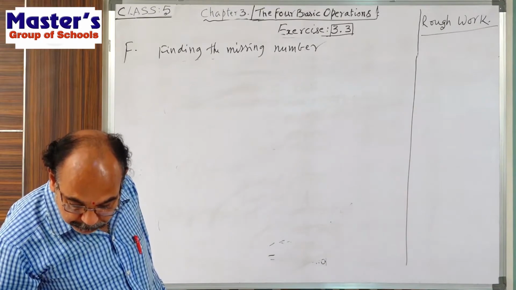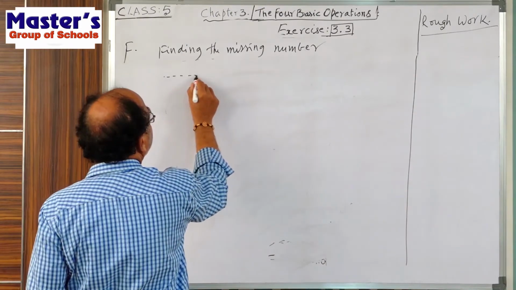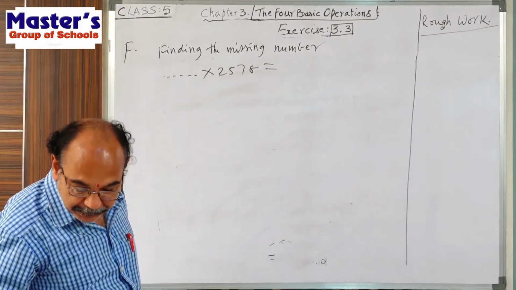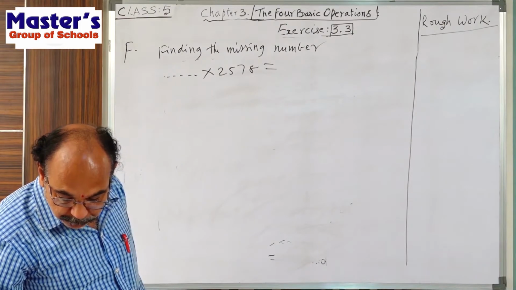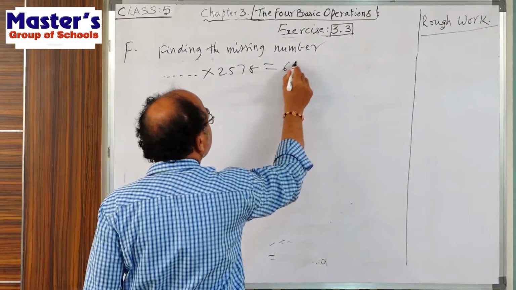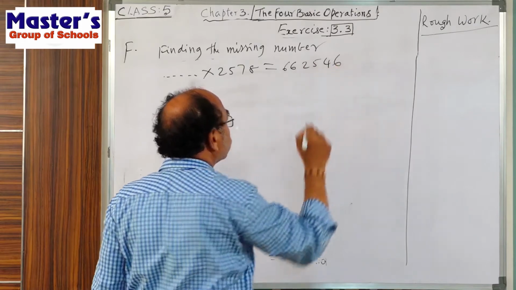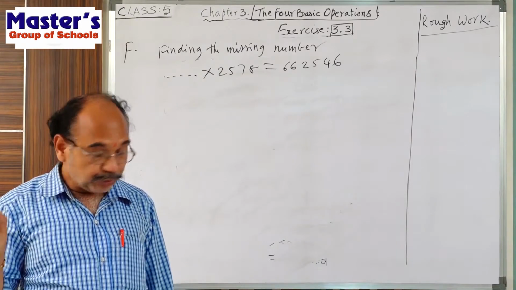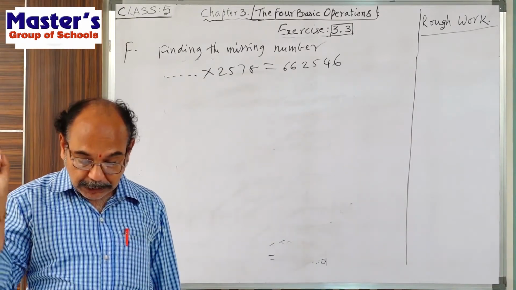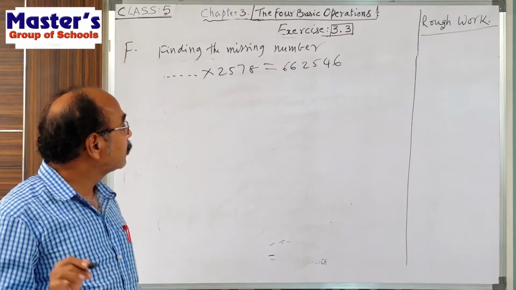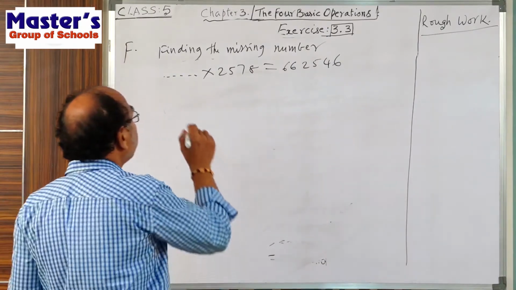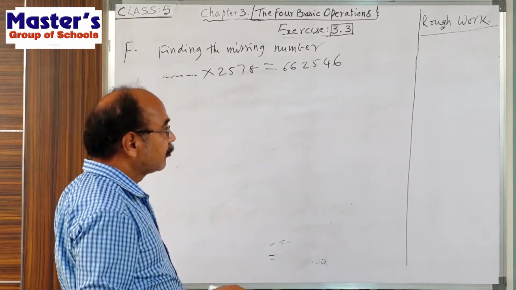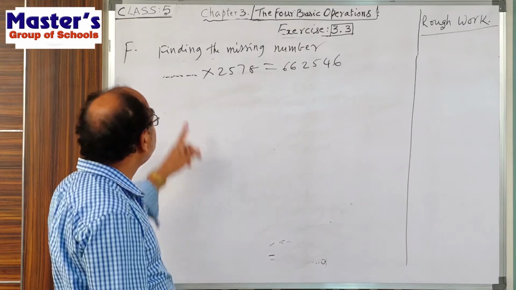Okay, children. Dash into 2578 is equal to how much? Dash into 2578 is equal to 662546. This is the question. Read the sum, children. Dash into 2578 is equal to 662546. What is the suitable number? We write here, the missing number.